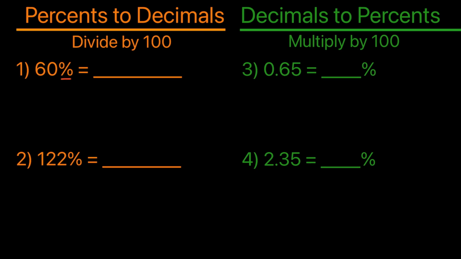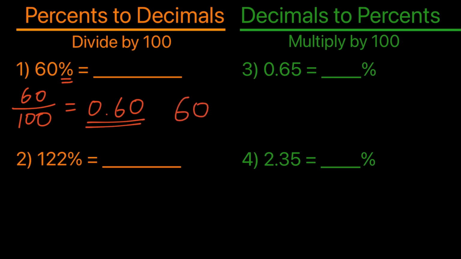So percent means every 100. So 60 divided by 100 equals 0.60. Another way that you can go about it is you could take the 60 and move 2 decimal spaces to the left and then place that 0. So either way, the answer will come out to 0.60.